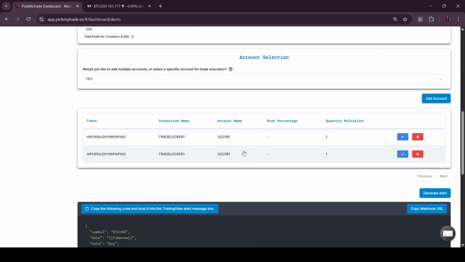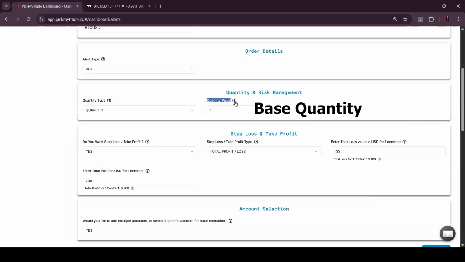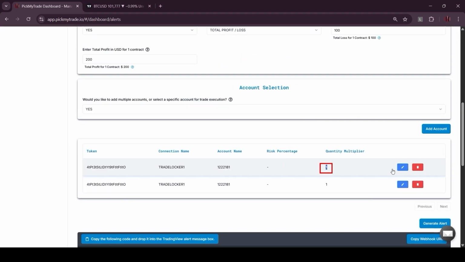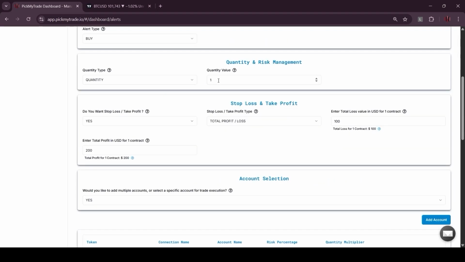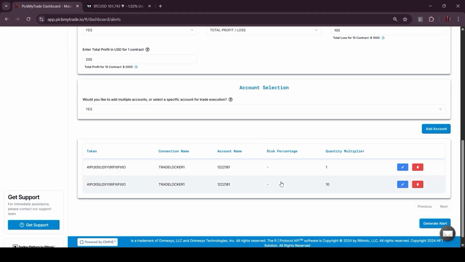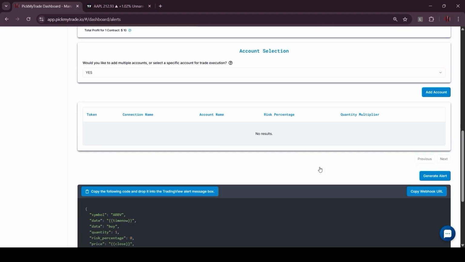Let's say I am adding 2 different accounts here. So if my base quantity is 1, and I pass the quantity multiplier as 1, it will be 1 for both accounts. But if I place a quantity multiplier of 10 for the second account, it will be 10 times the base quantity. And if I place 10 here as the base quantity, then for the first account, it will be placed for 10 contracts. And for the second account, it will trade 100 contracts. And then you can click on Generate Alert.